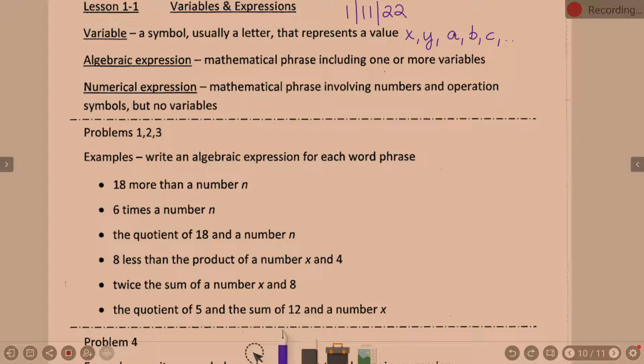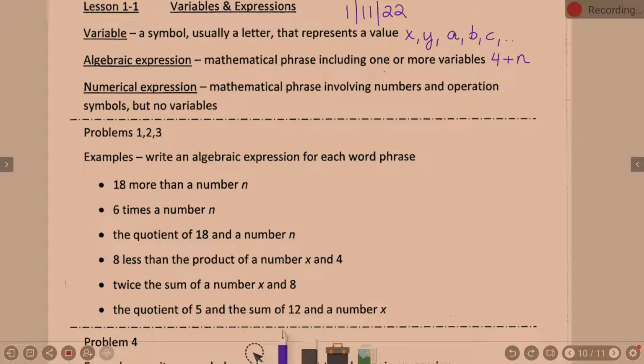Algebraic expression. An expression is just a phrase, okay? So algebraic expression, mathematical phrase including one or more variables. So it's some type of math sentence that's going to have a variable in it. For instance, 4 plus n is an expression. That's an algebraic expression.